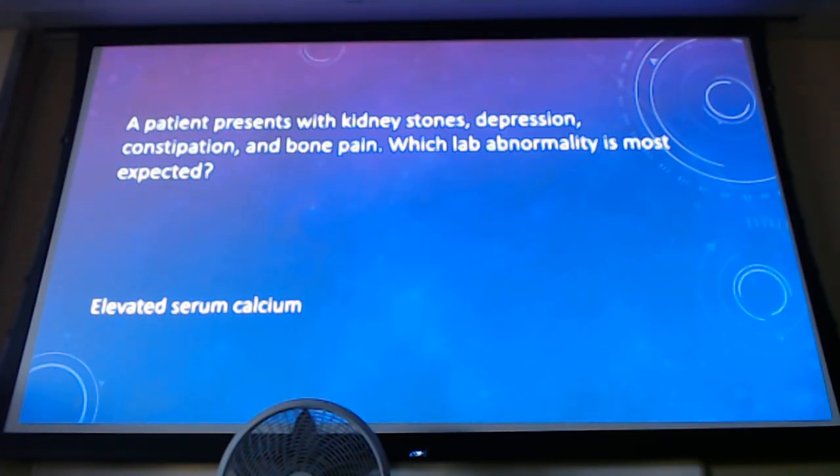Okay, so this is how a patient's going to present. And then you get a calcium, and then you say, oh, the calcium's high. I need to get a PTH. Figure out which one it is.